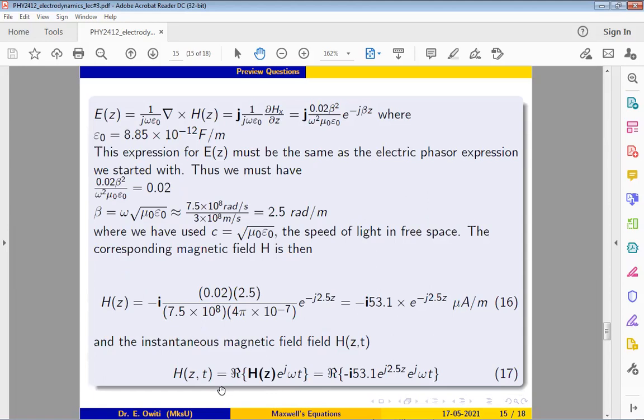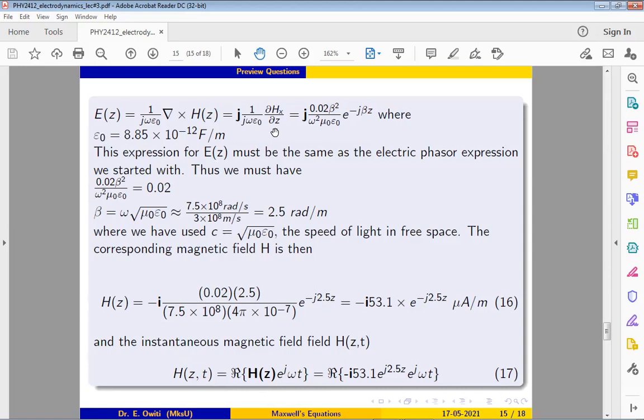So if you do that substitution, you will end up with the electric field vector, which is a function of z, as being equal to 1 over j omega epsilon naught multiplied by the del operator, the cross product of del and H. Okay, that will be equal to j times 1 over j omega epsilon naught multiplied by the partial derivative of the x component of magnetic field intensity with respect to z, and then you substitute.